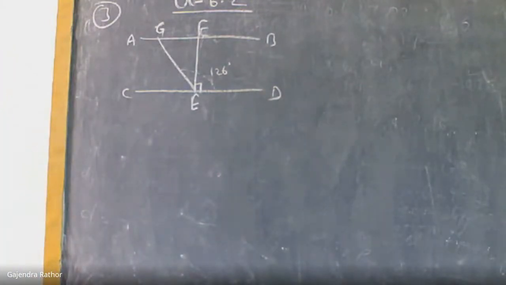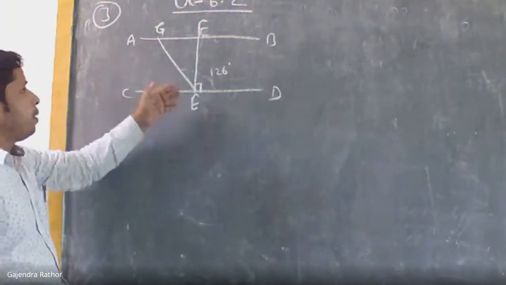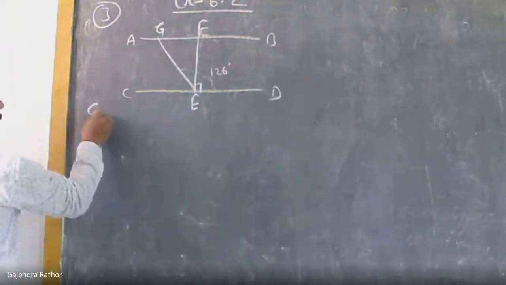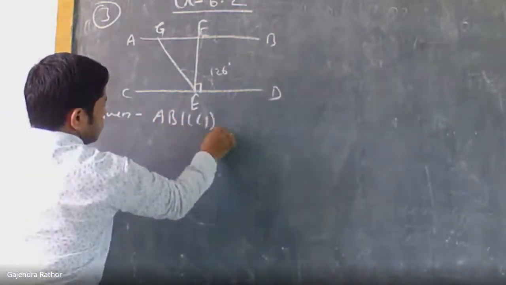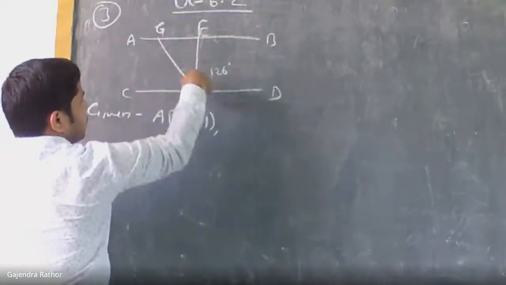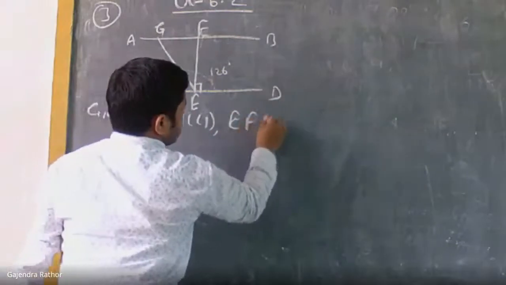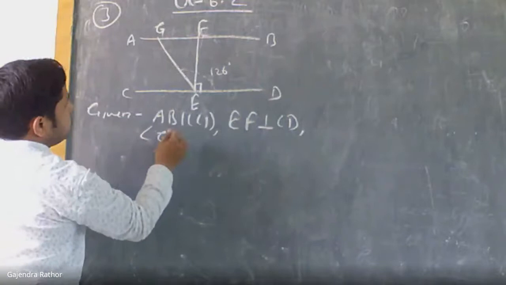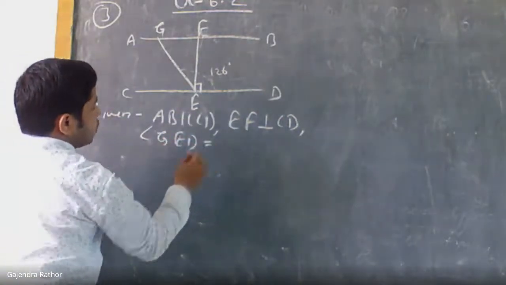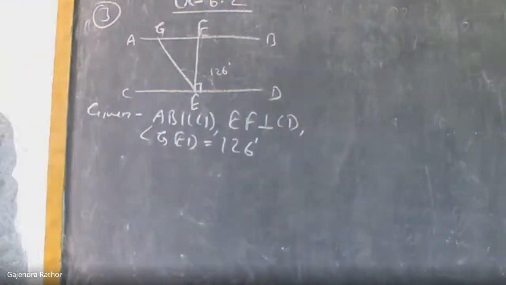Once again, in this figure, two lines are parallel, AB parallel CD. So first we will write given. AB parallel CD, और क्या गिवन है, EF perpendicular CD. One more point given, angle GED is equal to 126. These 3 points are given. So जो भी गिवन है सबसे फर्स्ट हम इसे नोट करेंगे.